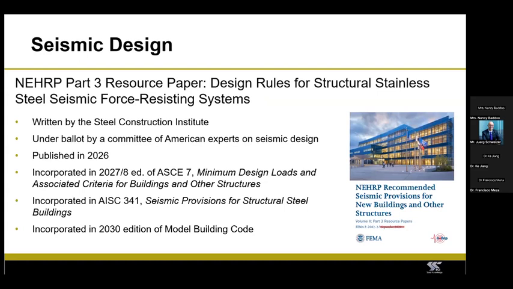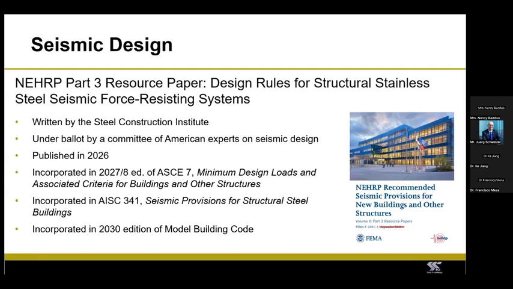So in this paper, we have looked at the state of the art in terms of the research that has been carried out on the seismic performance of stainless steel structures. We have recommended ways in which some of the rules for carbon steel could be extended to cover stainless steel. And we have identified the research that is needed in order to develop more comprehensive and efficient rules for stainless steel. The paper we wrote is currently under ballot, and any possible incorporation of the recommendations that are given in the paper into the American design codes is still a few years away.